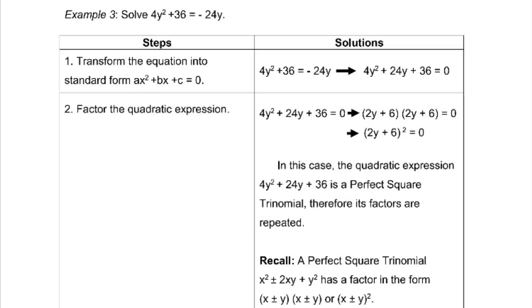In this case, this is a perfect square trinomial. So we'll just take the square root of the first term. The square root of 4y squared is 2y. So 2y times 2y, or (2y) squared, is equal to 4y squared. And the square root of the constant term 36 is 6. So we can have our factors as the quantity 2y plus 6 times the quantity 2y plus 6, or we can write that as the quantity 2y plus 6 squared. So the factors are being repeated.